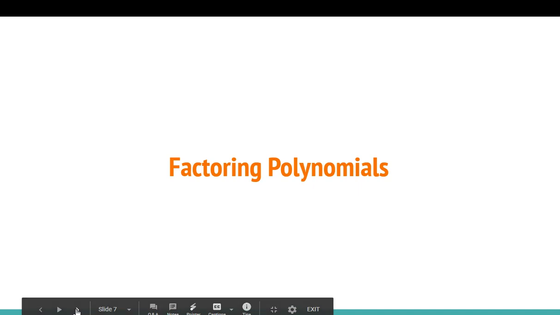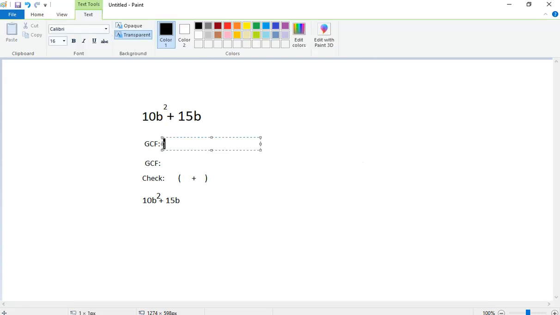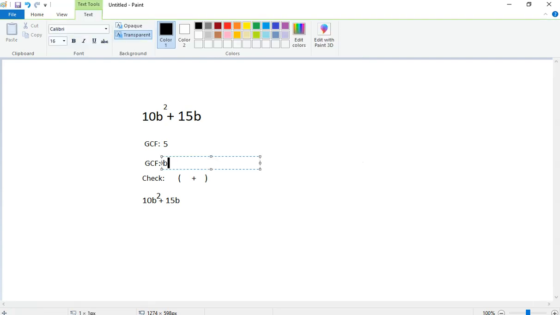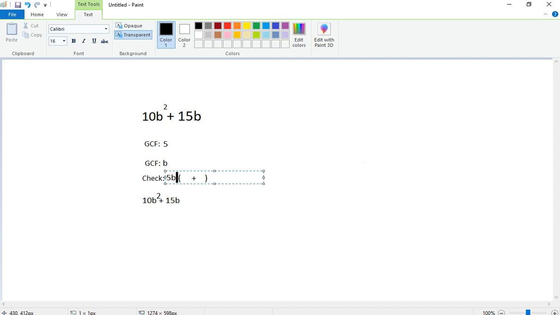Factoring polynomials. So let's go to Paint. Alright, so first we have to find the greatest common factor for this equation, which is 10b to the second power plus 15b. So we have to find the greatest common factor for 10 and 15. And the answer is 5, because 5 times 2 equals 10, and 5 times 3 equals 15. Next, we have to find the greatest common factor for the variables, which is b to the second power and b. And the greatest common factor is b, because there is a b in b to the second power and in b, of course. So next, we combine those, and we have 5b.